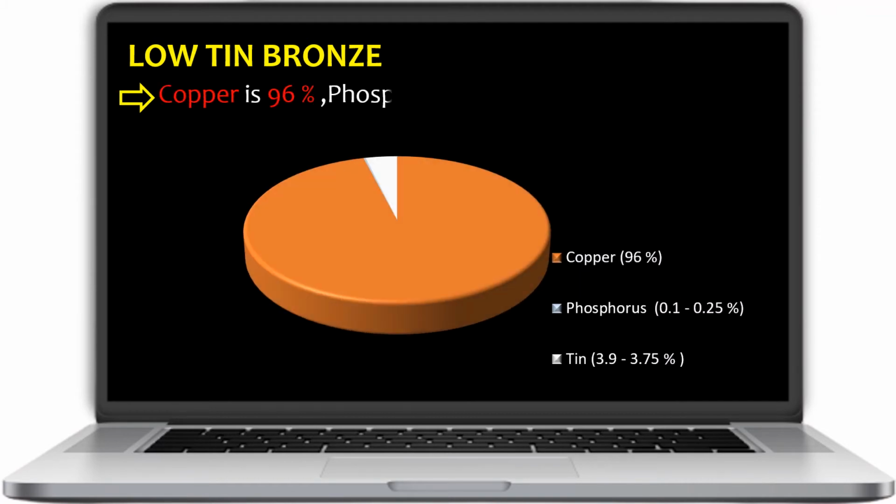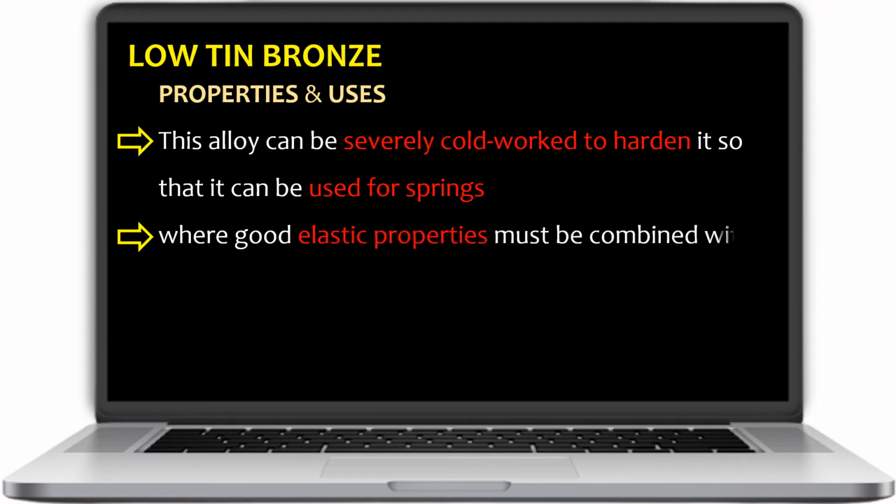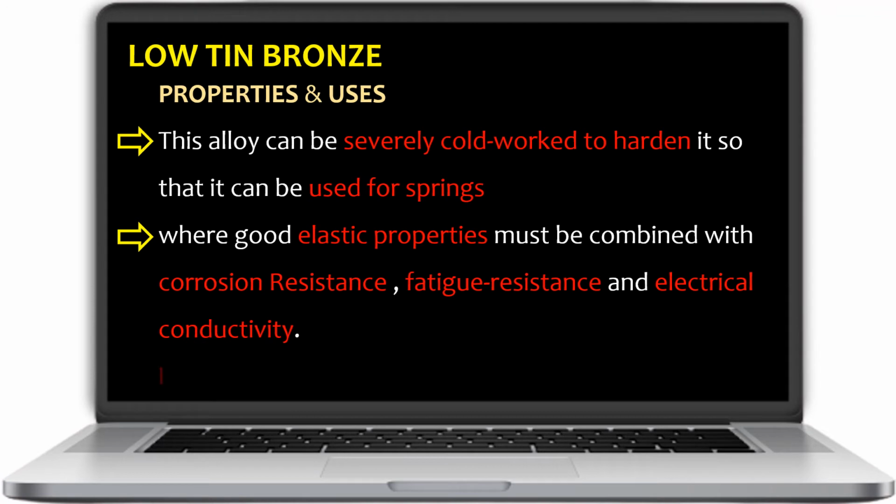Low tin bronze. In low tin bronze, copper is 96%, phosphorus is 0.1 to 0.25% and tin is 3.9 to 3.75%. Let's see about low tin bronze properties and uses. This alloy can be severely cold worked to harden it so that it can be used for springs, where good elastic properties must be combined with corrosion resistance, fatigue resistance and electrical conductivity.